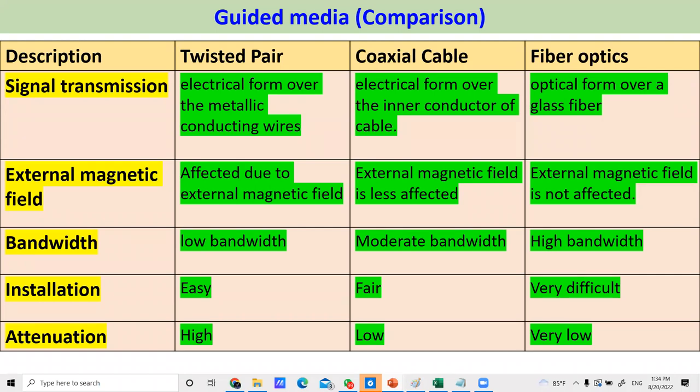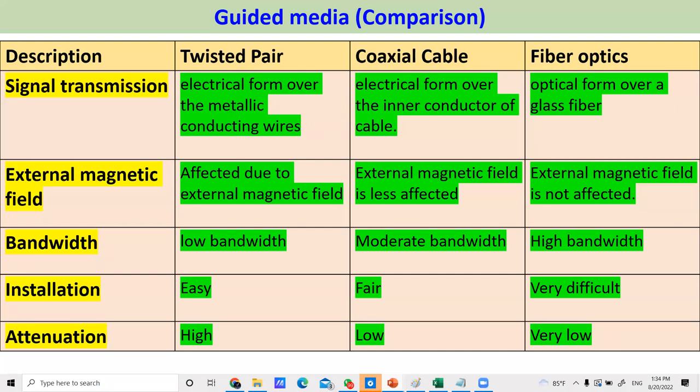Then consider the bandwidth. Earlier we learned what bandwidth is: the amount of data that can travel on a particular medium. Twisted pair has low bandwidth, coaxial cable has moderate bandwidth, and fiber optics has high bandwidth. That means the amount of data that can travel with a particular cable. That is called bandwidth.